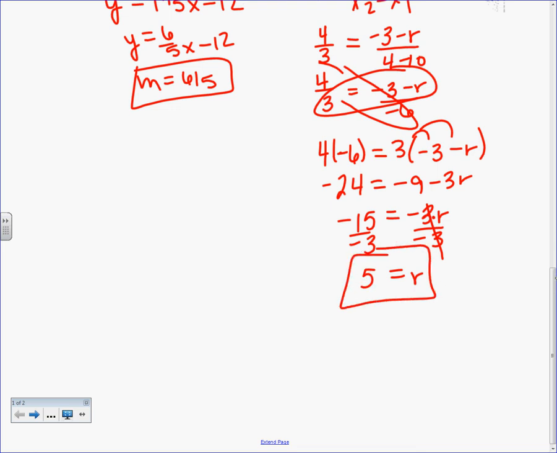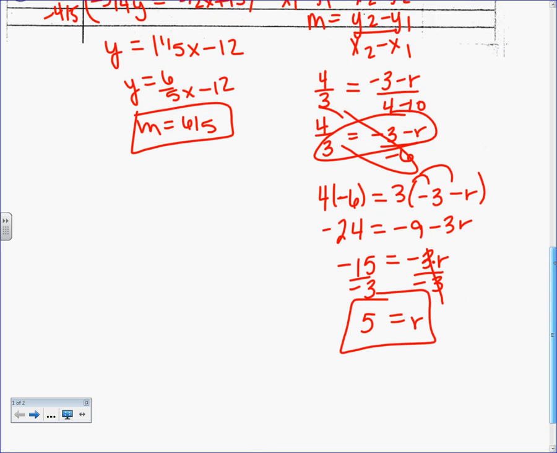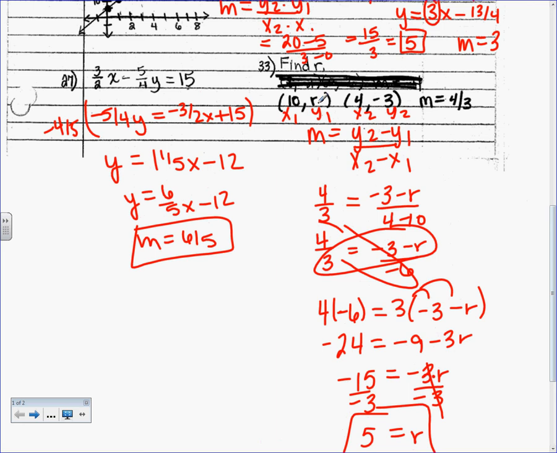If you wanted to and you weren't really sure if you had done this right and this was a test or a quiz or something and you had some time, you could go back and plug r in and then see if it gave you the correct slope. That would be pretty easy to do.